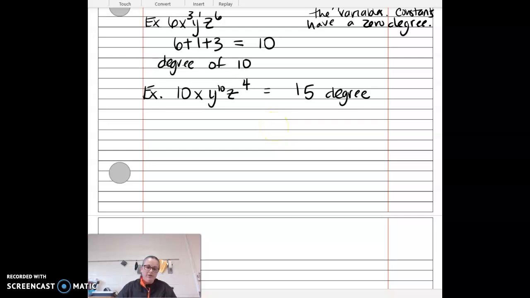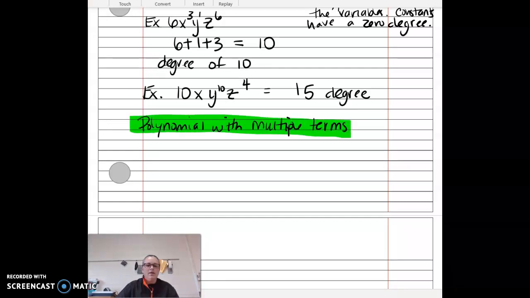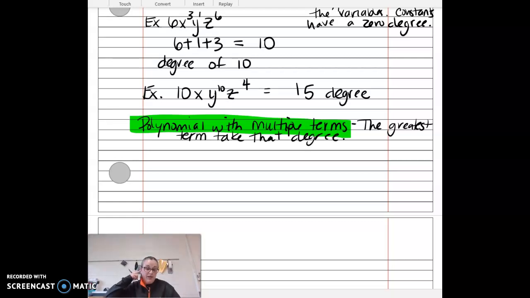So if you have a multiple term polynomial, how do you find the degree? We're going to find the greatest degree of each term, or find the term with the biggest degree, and we're going to use that as the degree for the polynomial.